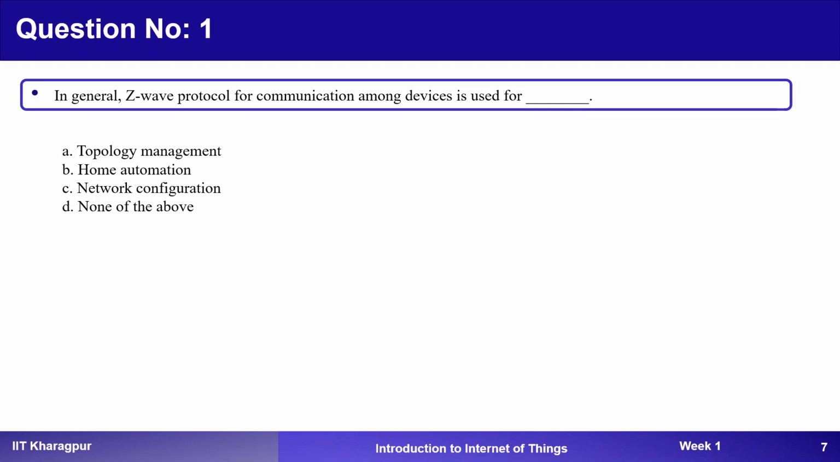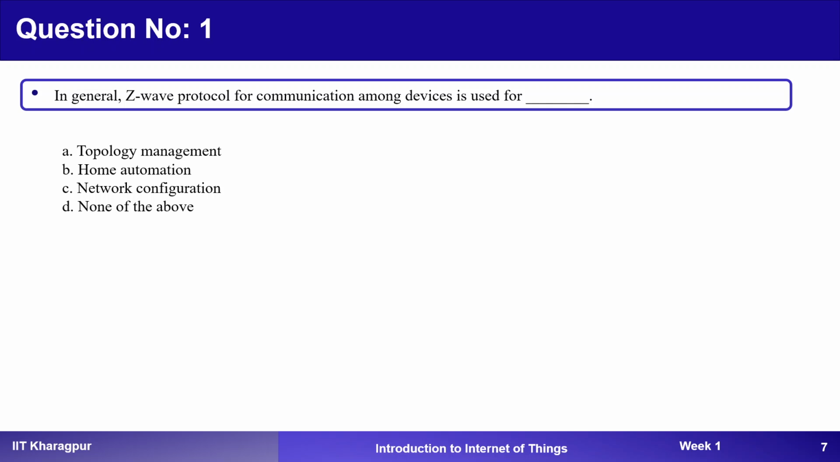Now the first question is: in general, the Z-Wave protocol for communication among devices is used for, first, topology management; second, home automation; third, network configuration; and fourth, none of the above. Does anyone know the answer to this? Okay. In order to answer this question, we have to know what exactly the Z-Wave protocol is and for what purpose this protocol has been made.